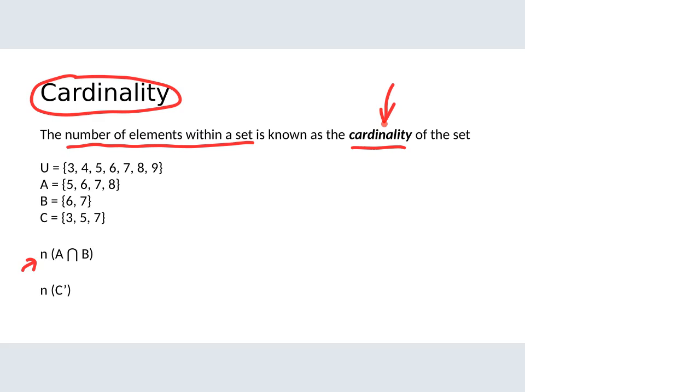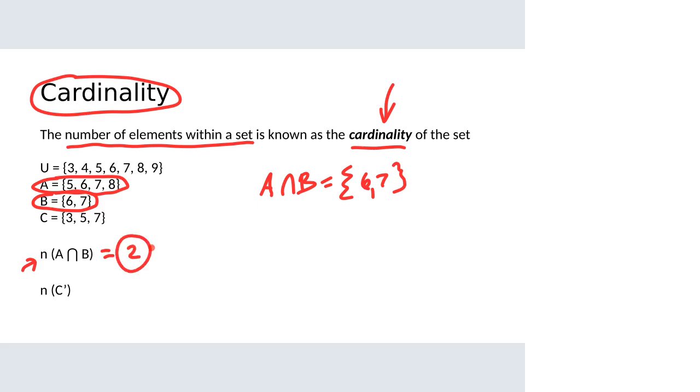Now, to answer that question, the first thing we'll do is find A intersect B. Let's see, A is 5, 6, 7, 8, B is 6, 7. So A intersect B would be 6, 7. The way that I answer this question, though, is I say, well, the number of elements in that set is 2. And it's just a number answer, and that's it.